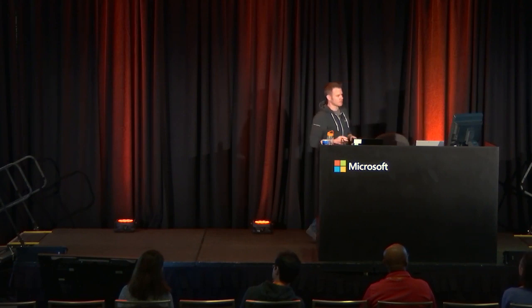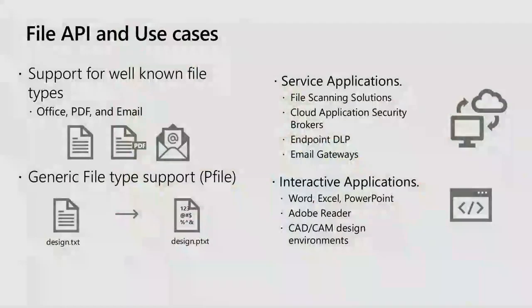All right. So the file API and use cases. These are just some of the common use cases that we see for the file API. I'll demonstrate one that's in this bucket here in a few minutes. But the idea is that we support the well-known file types I talked about. We have the generic P file support.